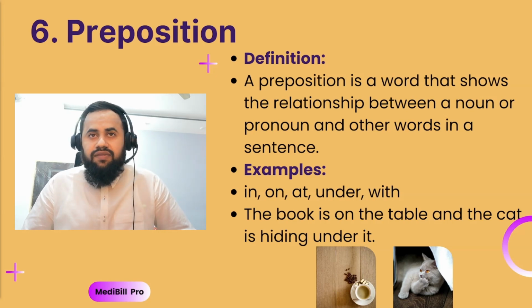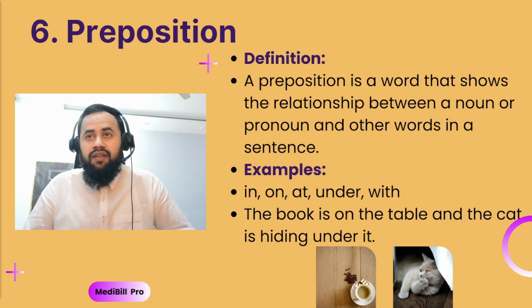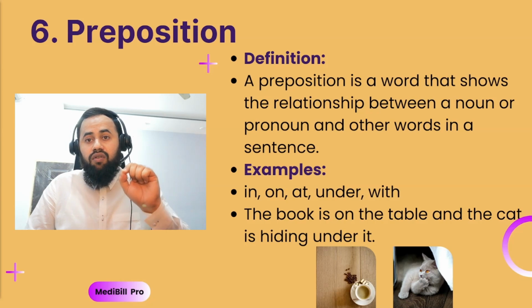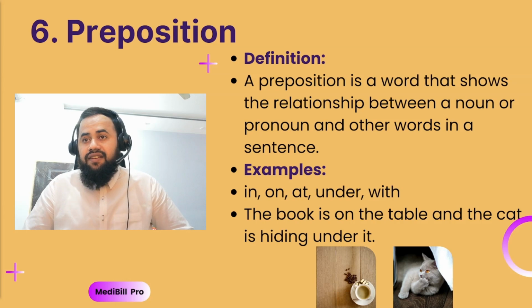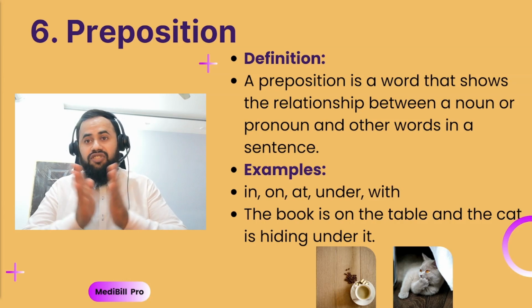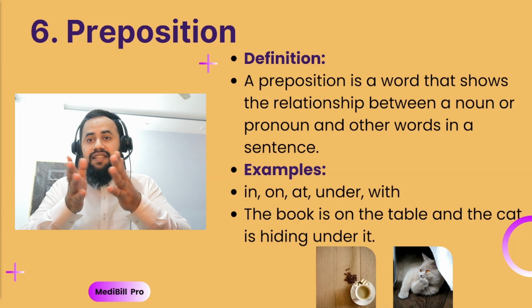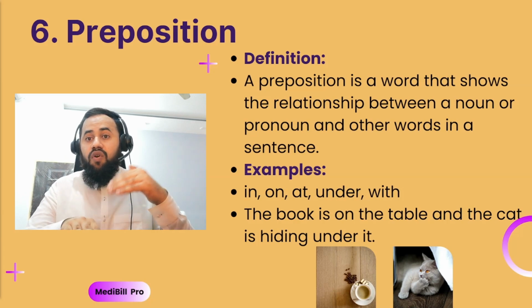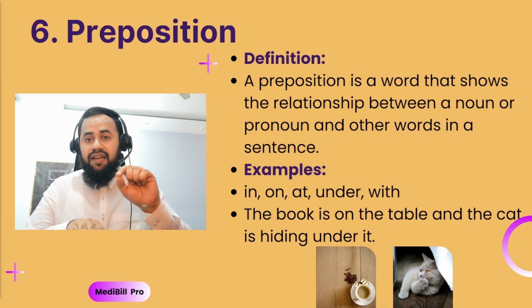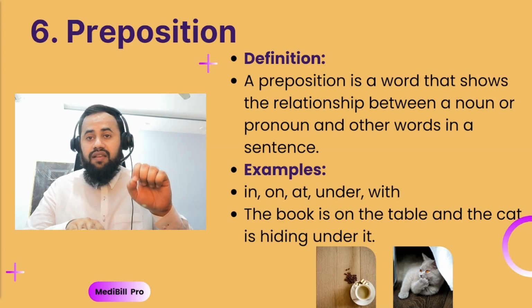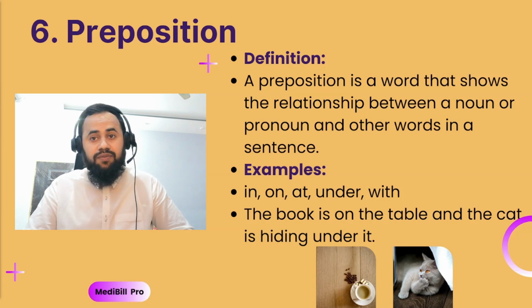Let's see the examples: in, on, at, under, with. So these are the examples of prepositions. We have an example over here. Let's see. The book is on the table, and the cat is hiding under it. You can see that there is a cat in the picture and she is hiding under the table, and there is a cup of tea placed on the table. So on, at, under, with, in. These kinds of words are counted as prepositions in parts of speech.